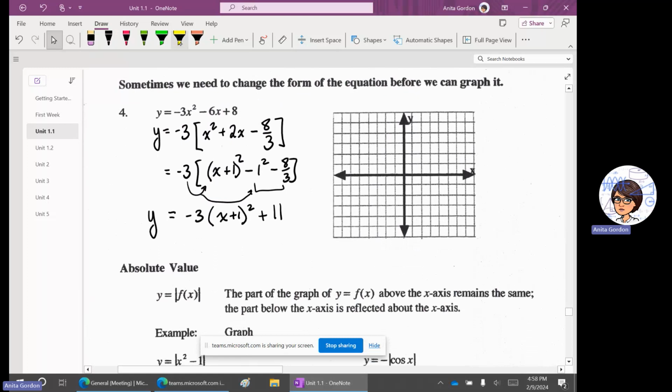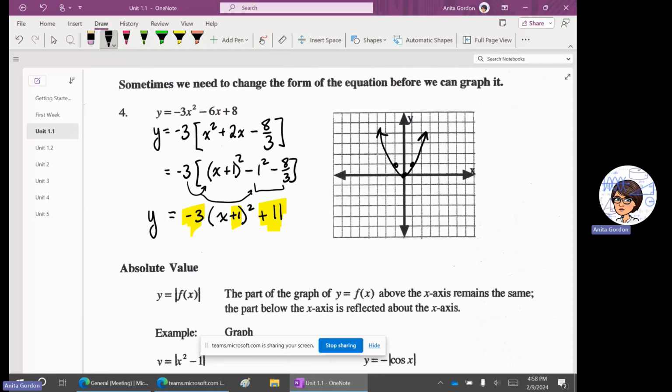I know this is a quadratic. I know the shift is a vertical 11. I know it's upside down, stretched by 3. And I know it is moved to the left by 1. So what's a base function? Y equals x squared looks something like this.